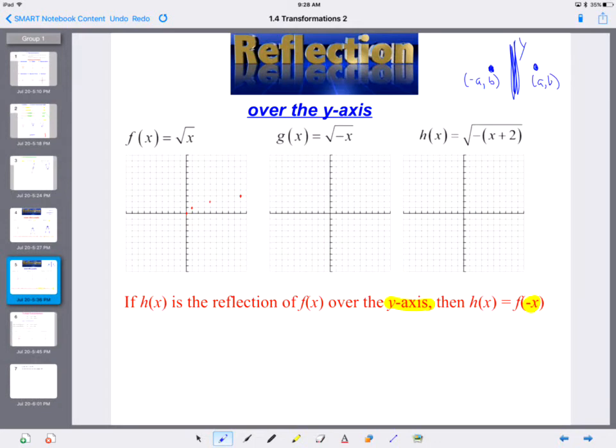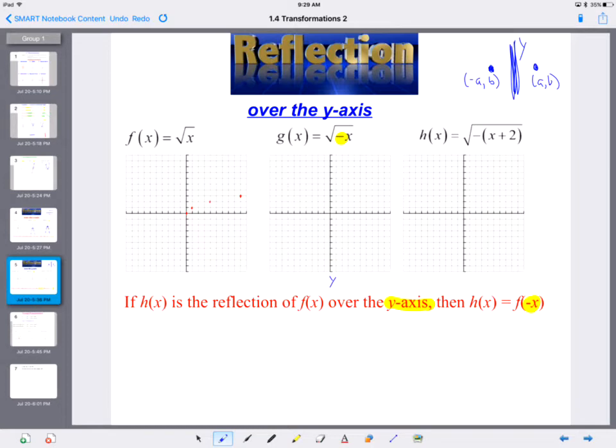Alright, so I'll pick up from where I left off in terms of reflection over the y-axis. So you have your square root function: 0, square root of 0 is 0, square root of 1 is 1, square root of 4 is 2, and square root of 9 is 3. So we want to reflect, which means we're going to change the x value. If we change the x value, then we're reflecting over the y-axis. And so all of these values from the parent function will get reflected over the y-axis.